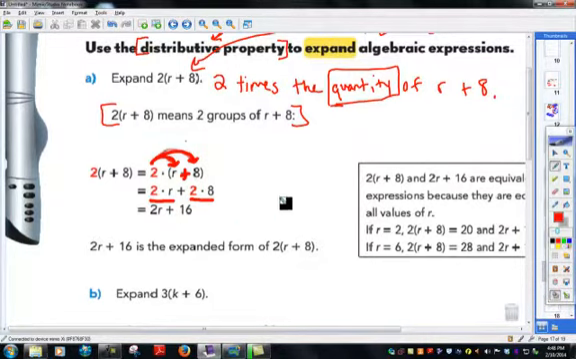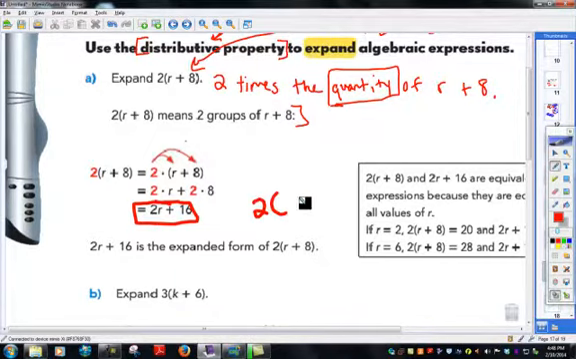Whereas if you guys will remember, in chapter 2 or 3, you did the opposite. You took this, remember, had to find the GCF, which is 2, and then you had to think, okay, what would I multiply 2 times to get back to 2r? Well, it would be just r. What would I multiply 2 times to get to 16? Well, it would be 8. So now we're doing the opposite, I guess. We're expanding. We're actually distributing it through.